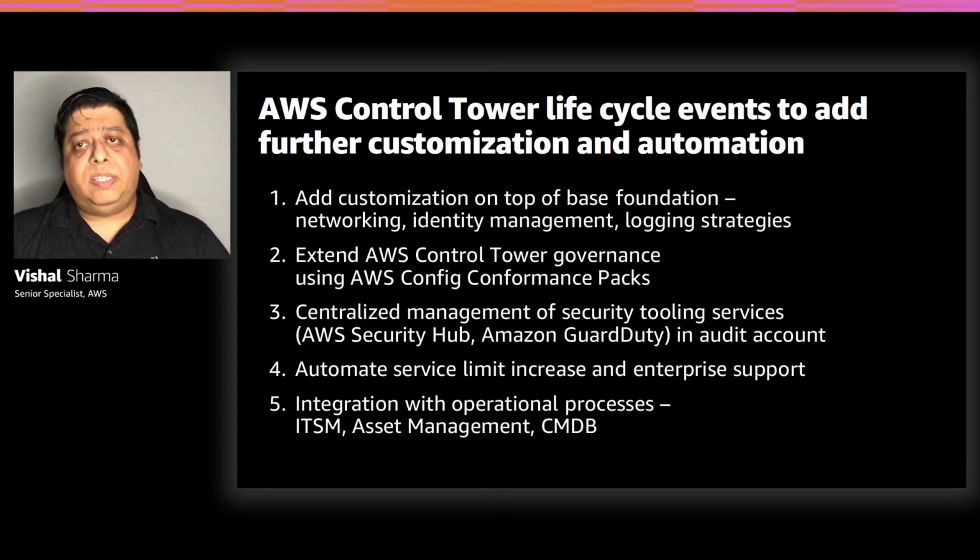AWS Control Tower provides you with the capability to tap various lifecycle events, and you can add further customization and automation. Events like new account creation or enabled guardrails can be tapped, and you can add customization on top of the base foundation, like adding a transit gateway or your VPC flow logs. Using lifecycle events, you can extend governance using AWS Config conformance packs. You can also centralize management of security tooling services like AWS Security Hub or Amazon GuardDuty. You can also automate service limit increases and Enterprise Support, as well as integration with your operational processes involving ITSM, asset management, or CMDB.